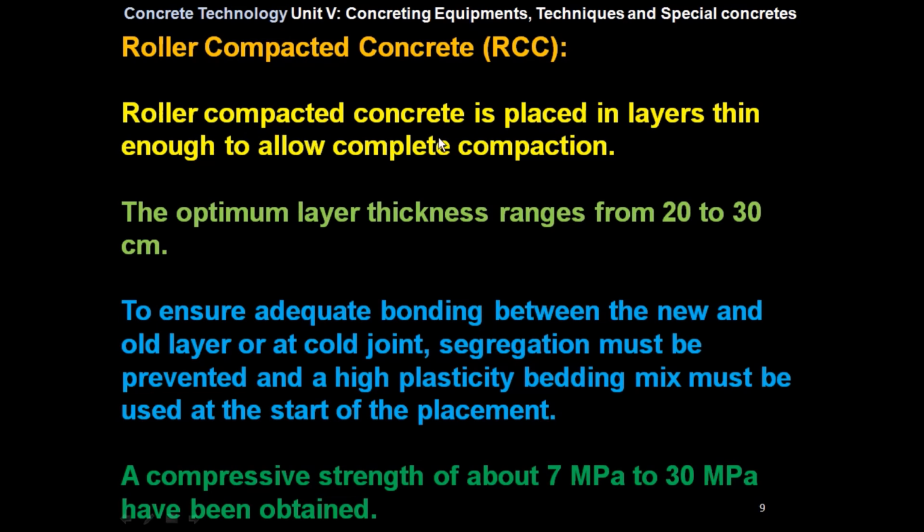Roller compacted concrete is placed in layers thin enough to allow complete compaction. The optimum layer thickness ranges from 20 cm to 30 cm. To ensure adequate bonding between the new and old layer or at cold joint, segregation must be prevented and a high plasticity bedding mix must be used at the start of the placement. A compressive strength of about 7 megapascal to 30 megapascal has been obtained.